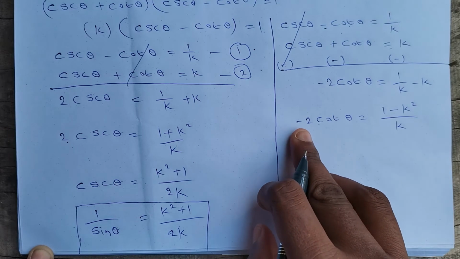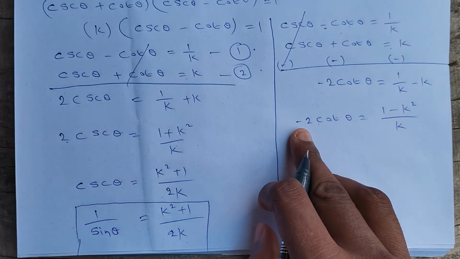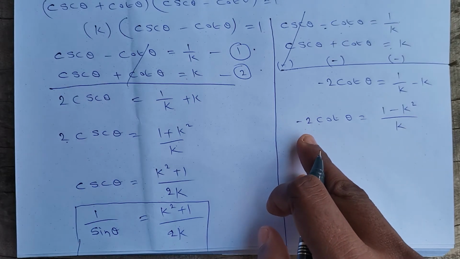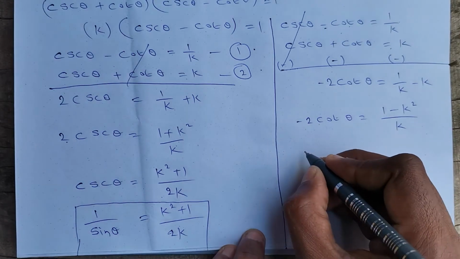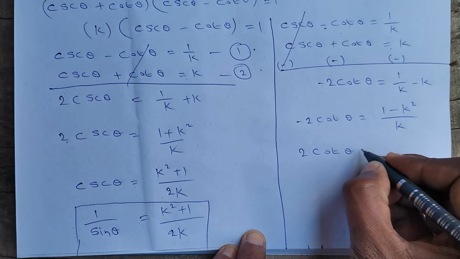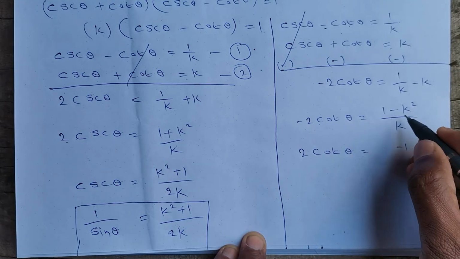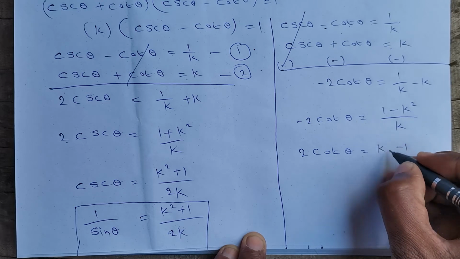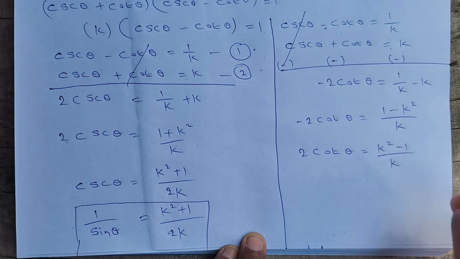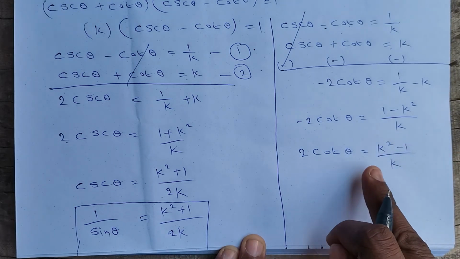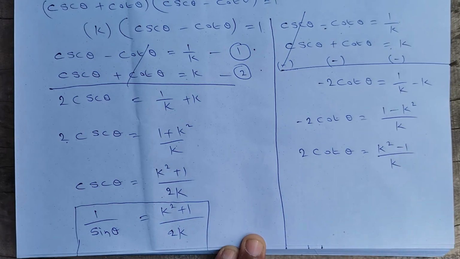Here actually if minus is there, we will get a little difficulty in the calculation part, otherwise writing the next step. So simply I will try to remove this minus. So it's very easy. 2 cot theta is equals to, here plus 1 is there, so make it minus 1. Here minus k square is there, make it k square divided by k. So 2 cot theta is equals to k square minus 1 by k.